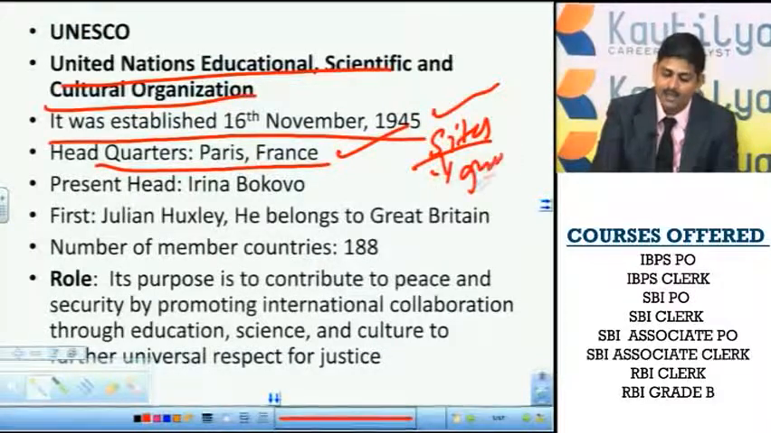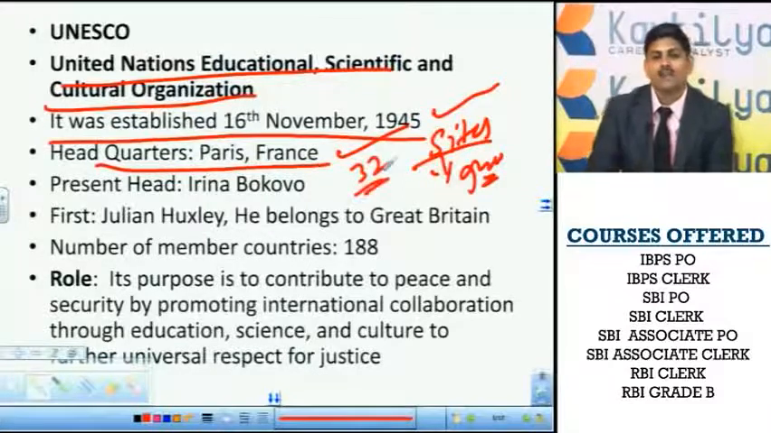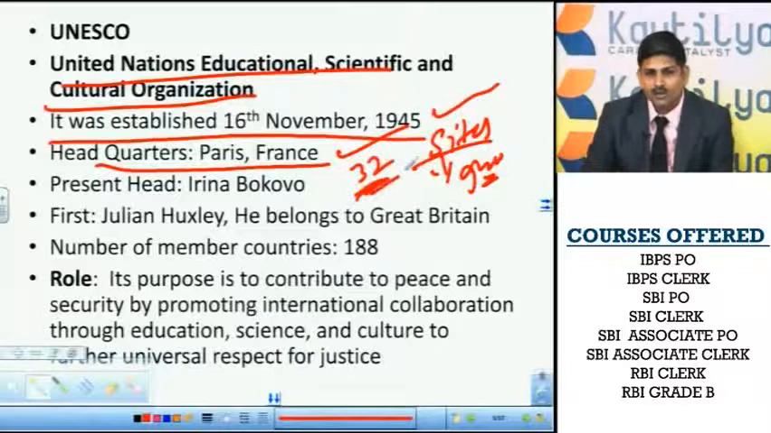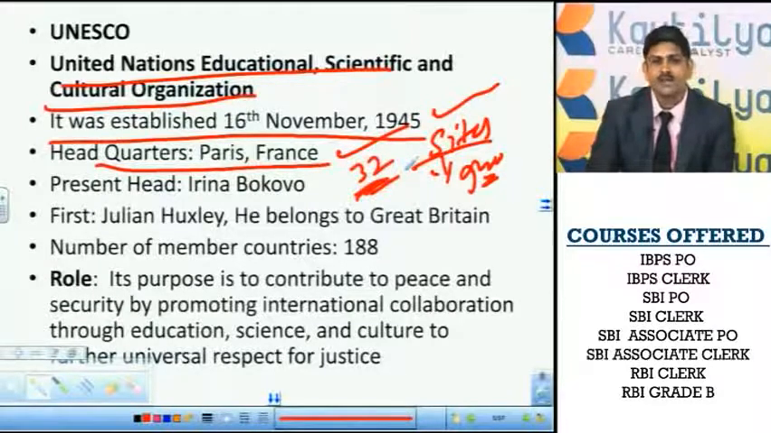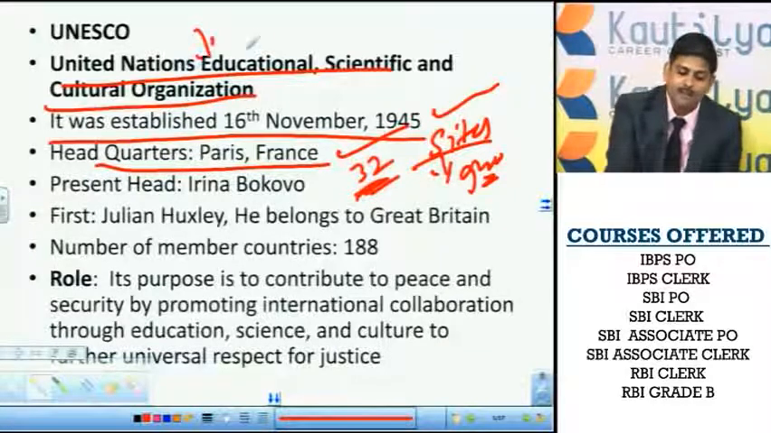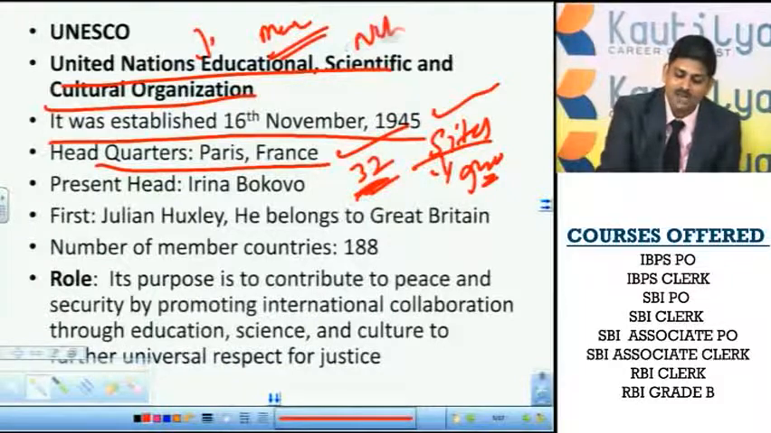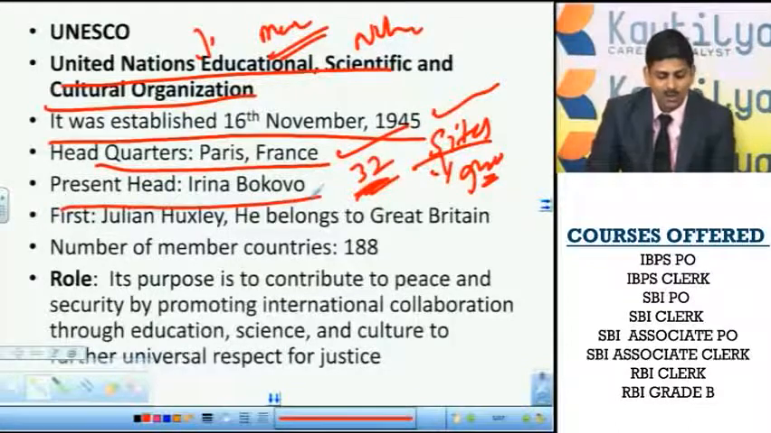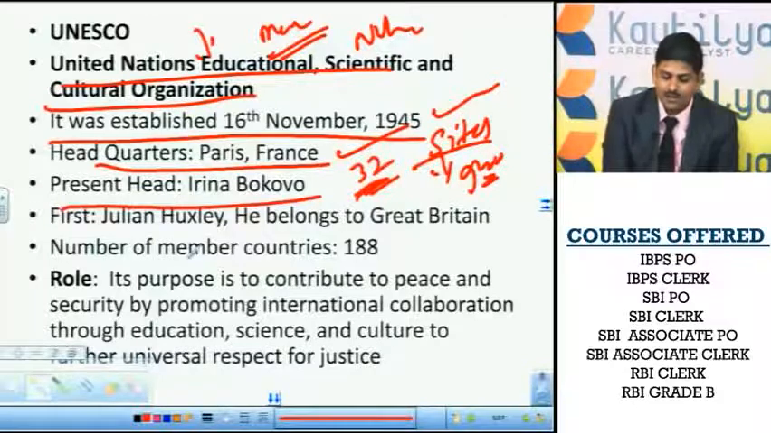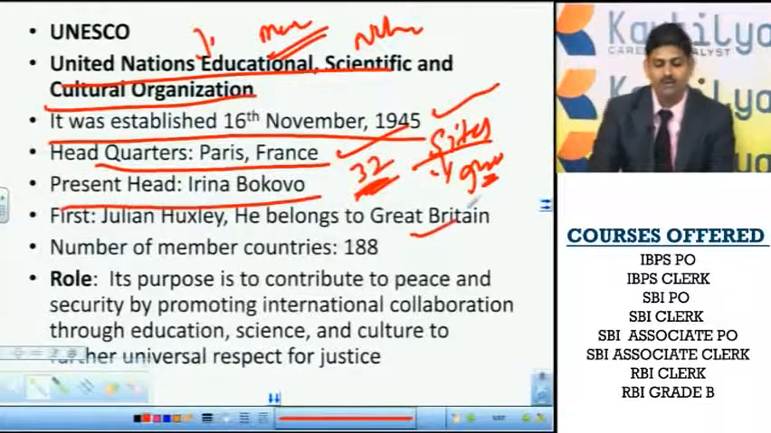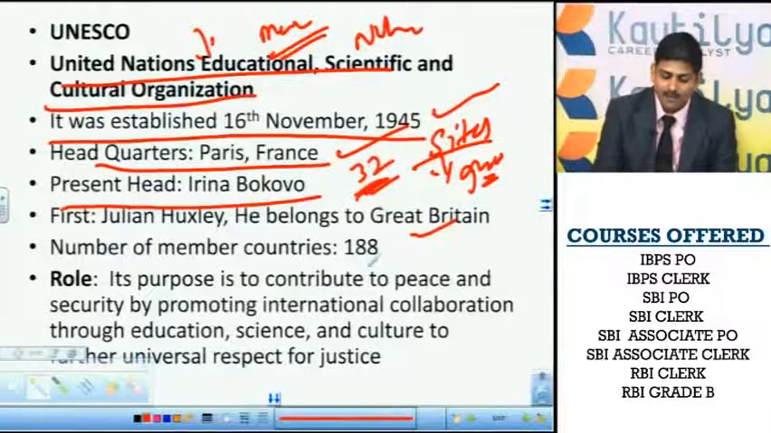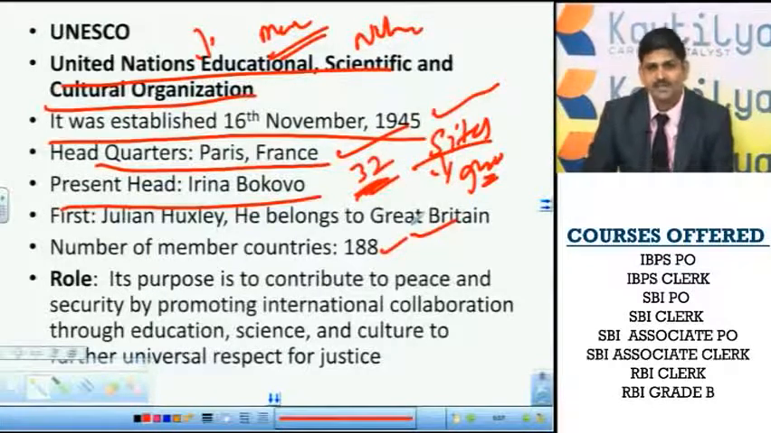Here we need to focus on Indian sites. In total, 32 Indian sites are in the UNESCO world list. You need not know all of them, but the latest ones are always important. UNESCO prepares a list of man-made constructions as well as natural ones. Its present head is Irina Bokova. The first was Julian Huxley, who belonged to Great Britain, and the number of members in this organization is 188.